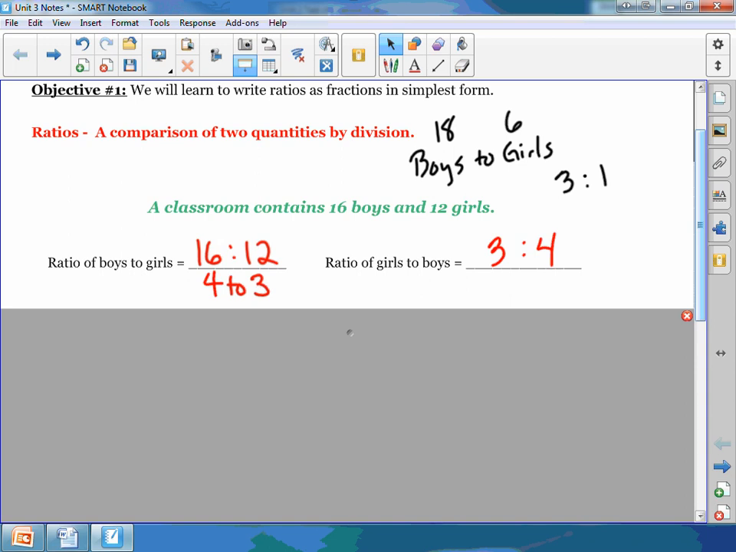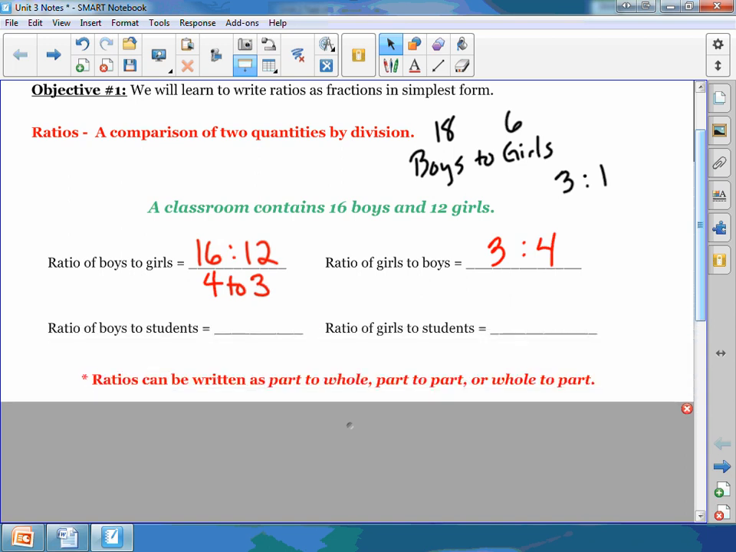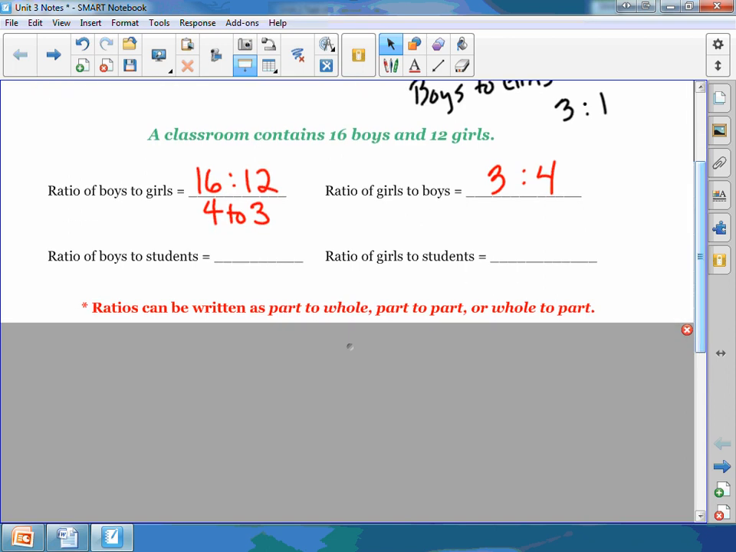Yeah, so I got 3 boys here. I would pair up 1 girl. I got 3 more boys. I got 1 girl. And every time you do that, that's how it's going to work. Very lopsided. Okay? So now we compare the ratio of boys to students.